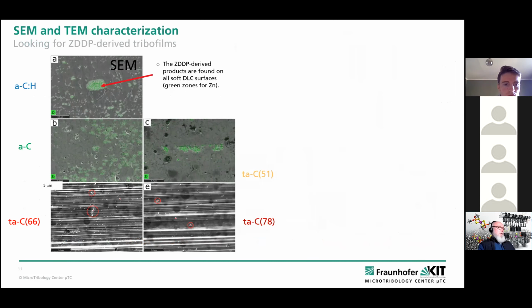So the question was, what's going on? And of course, you can take microscopy to get more insights into this. So they looked with SEM at all 3 coatings after the running in phase. And for the soft coatings that didn't show wear, CDDP-derived islands were observed. So the green stuff here is zinc. While for the 2 harder coatings, which had high wear, there was no zinc on the surface at all.